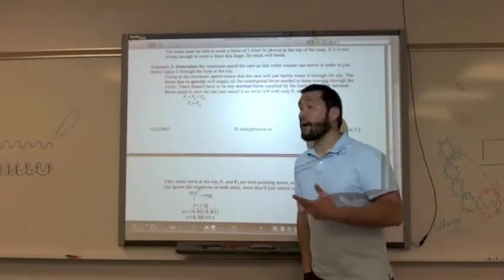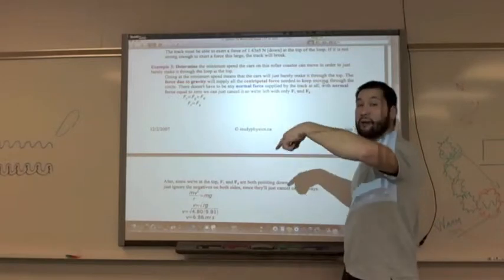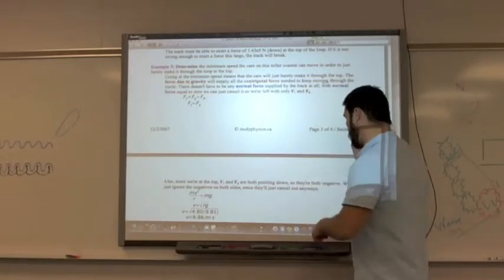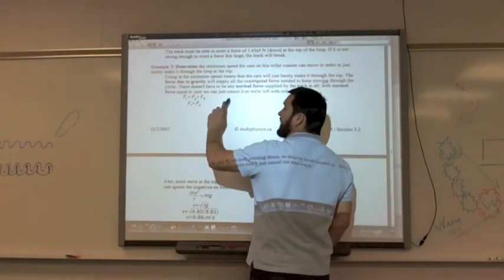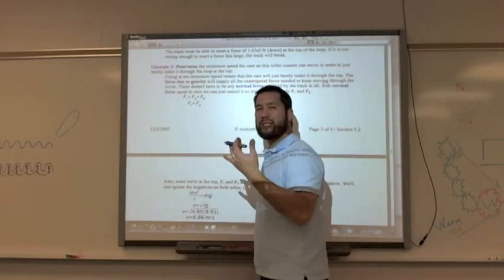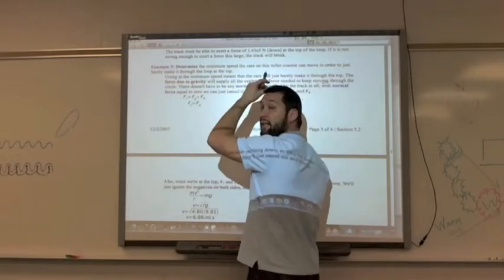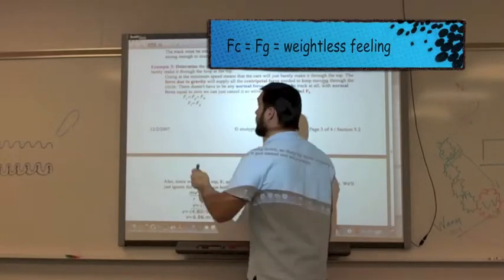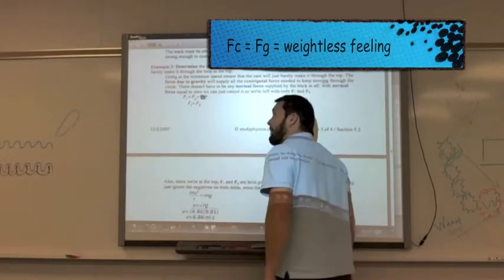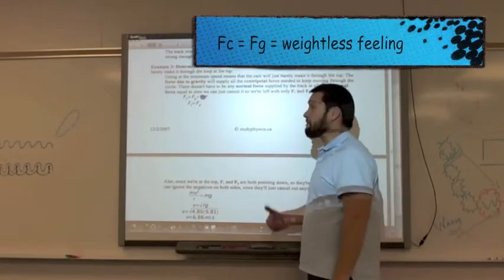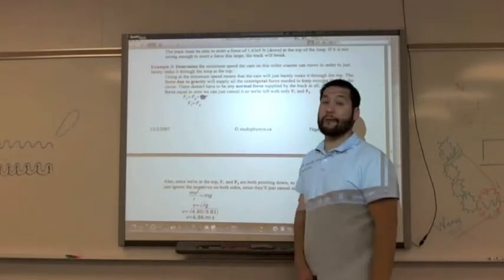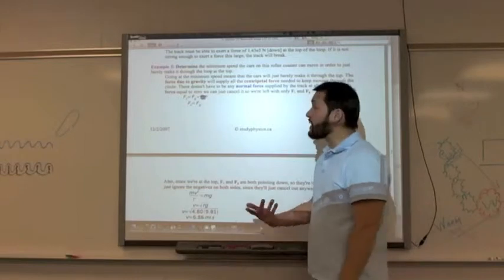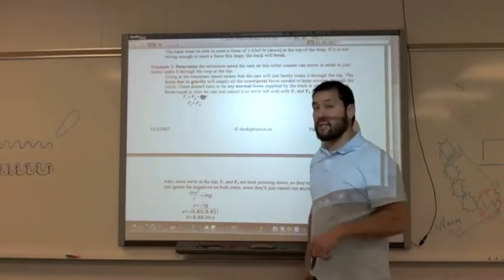Example 3 is a common one, which is a question of basically what's the minimum speed required in order to make a loop, right? In this particular case, it's the same thing, but we're saying, what's the minimum? Well, the minimum is you don't feel anything. There's no force normal. It's almost like free fall. What we're actually saying is, in that particular case, Fc is equal to Fg. That's the minimum centrifugal force that you can have, which is, again, there's a certain velocity that'll generate that.